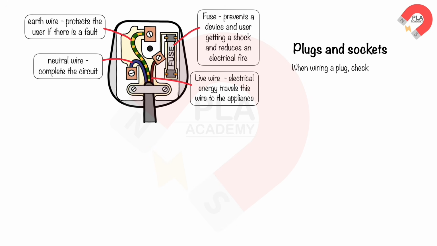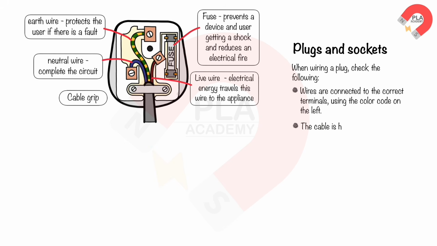When wiring a plug, check the following. Wires are connected to the correct terminals, using the color code on the left. The cable is held firmly by the grip. The correct fuse is fitted. The 3-pin plug is connected to the appliance and then plugged into the socket when it is used.